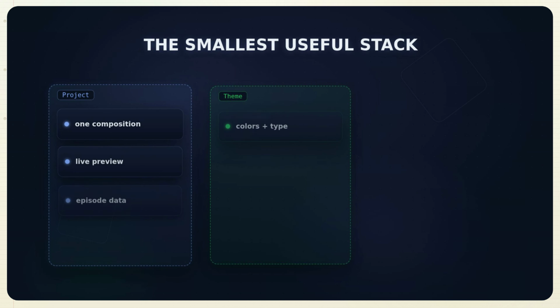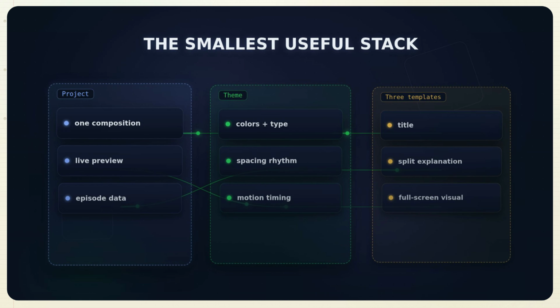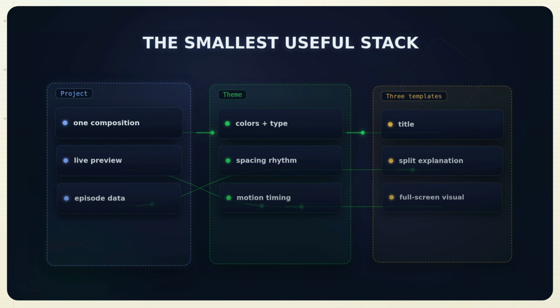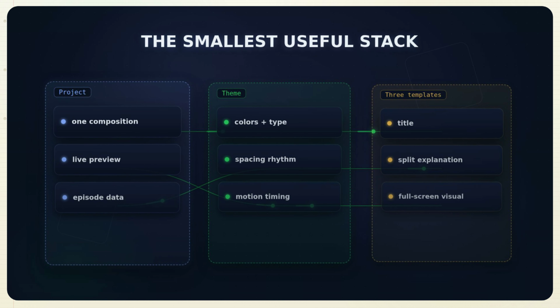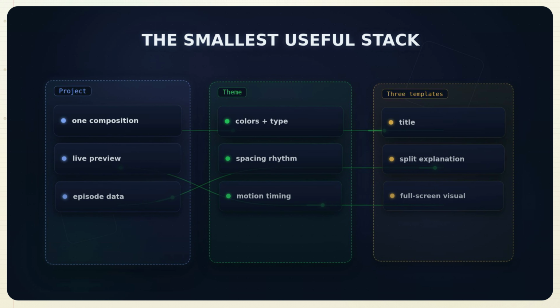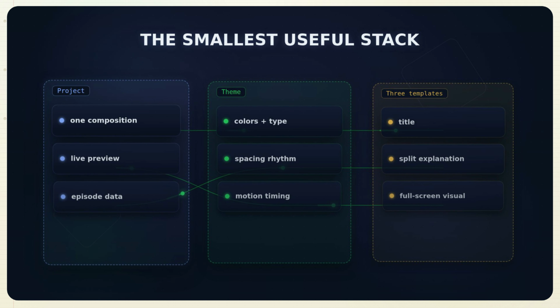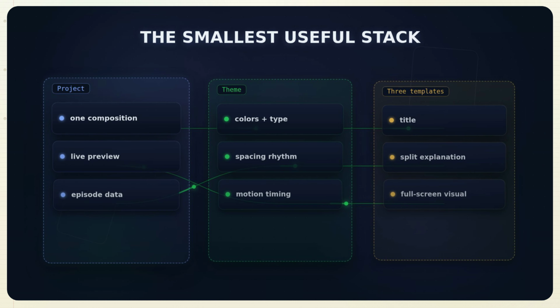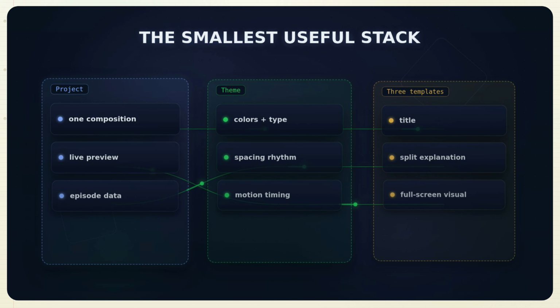To build this yourself, start smaller than my production stack. Create a normal Remotion project, add Tegaki if you want the drawn accent, and open the live preview. Make one composition at your target size and frame rate. Then create a theme file for colors, type sizes, spacing, and motion timing. Build only 3 templates: a title, a split explanation, and a full screen visual. Put episode-specific words and assets in data, not inside the template. That small structure is enough to make a real video without building a platform first.